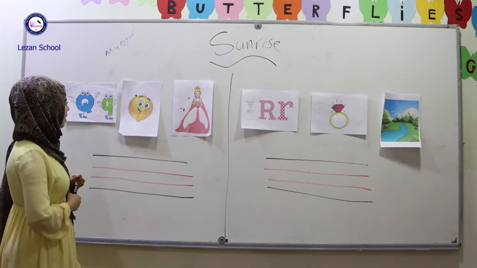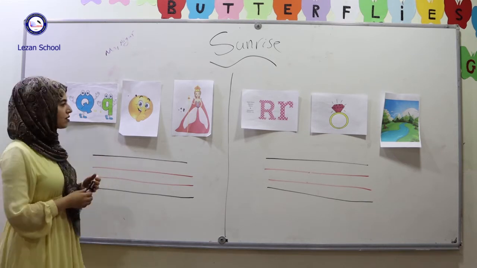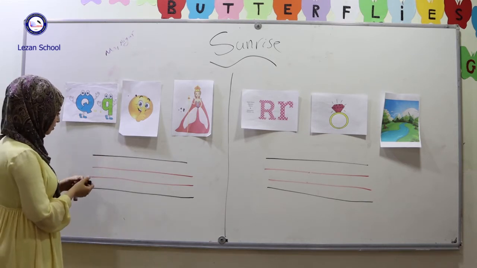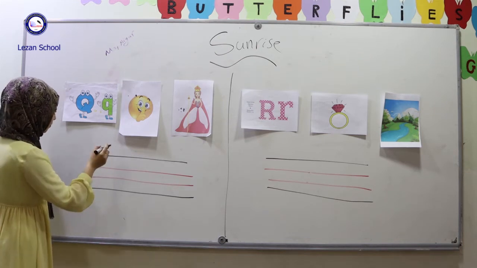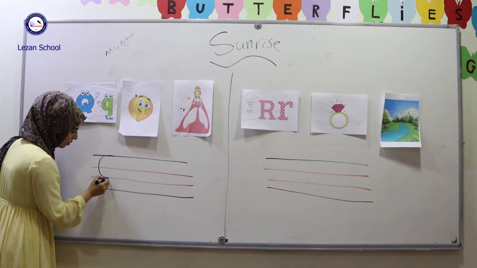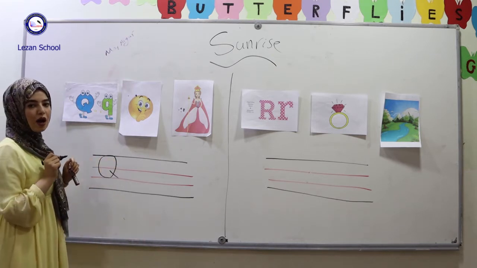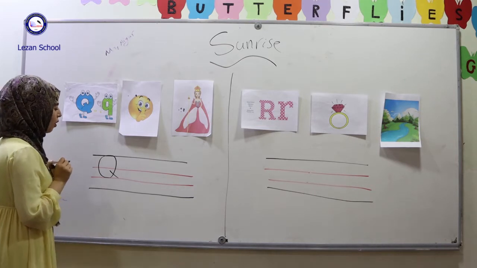Today in sound writing, I'm going to explain two sounds, qua and r. Let's write down qua letter, qua sound. Make a circle from the first sound to the third sound and slash inside. This is capital qua.